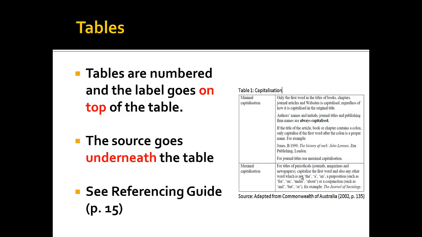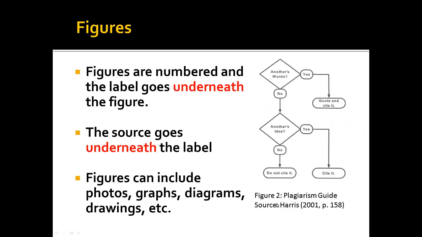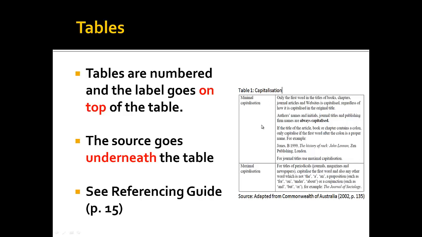Now, tables, on the other hand, are slightly different. So we've got the label going on top of the table. So here we have table 1, capitalization, and there's the table, and the source goes underneath. So the same as the previous one. The source goes underneath, but the label goes above the table rather than below, as you would write for a figure. Now, your CQ University Harvard Referencing Guide on page 15 will have some further explanation of this, so you can refer back to that.